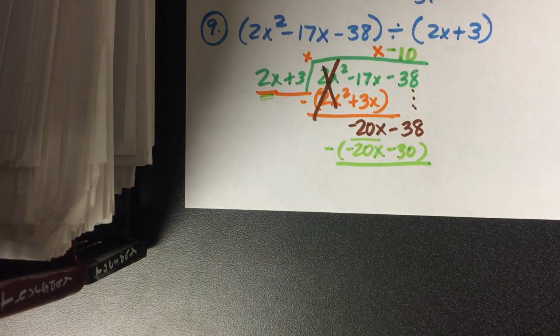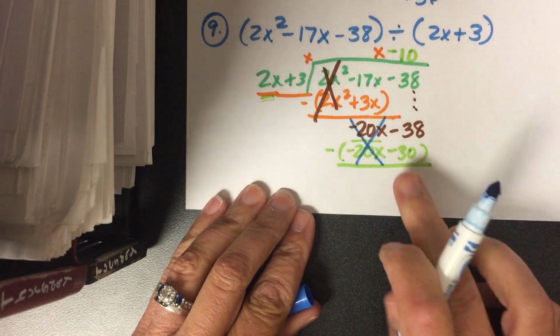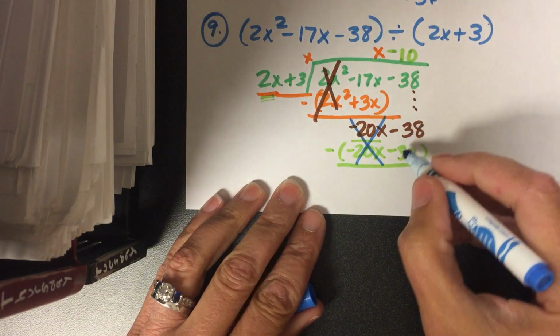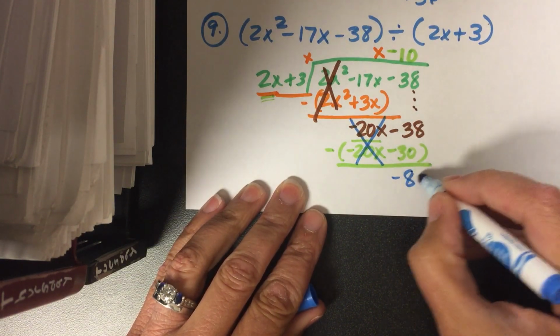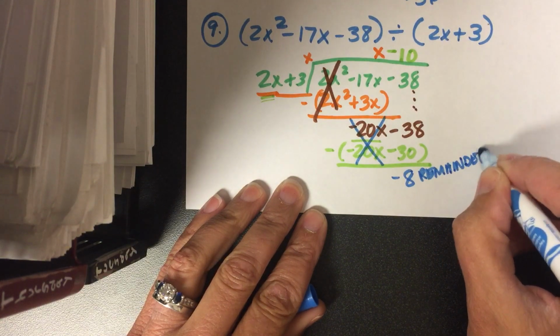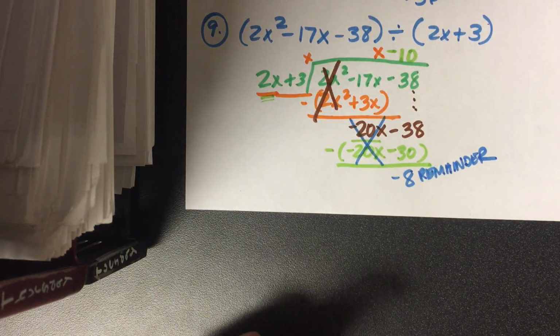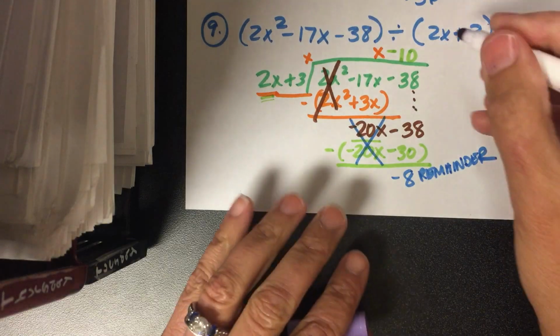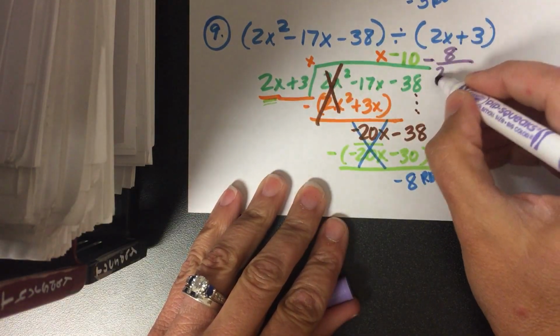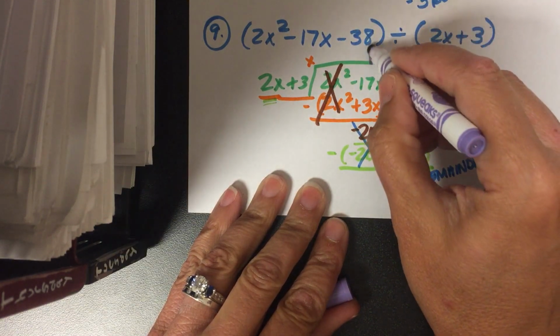And we'll do our last subtraction. So I've got the 20x's will cancel. Then I've got negative 38 minus negative 30. So that's going to be plus 30. So you're going to get negative 8, which is your remainder. And so we're going to take the remainder and move it up top. And it's a negative, so minus 8 out of 2x plus 3.